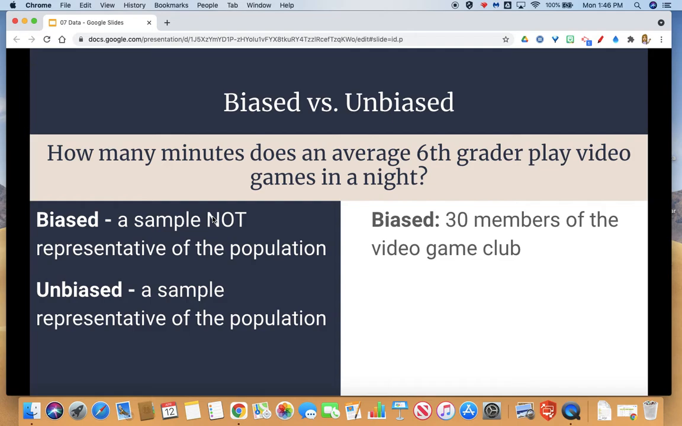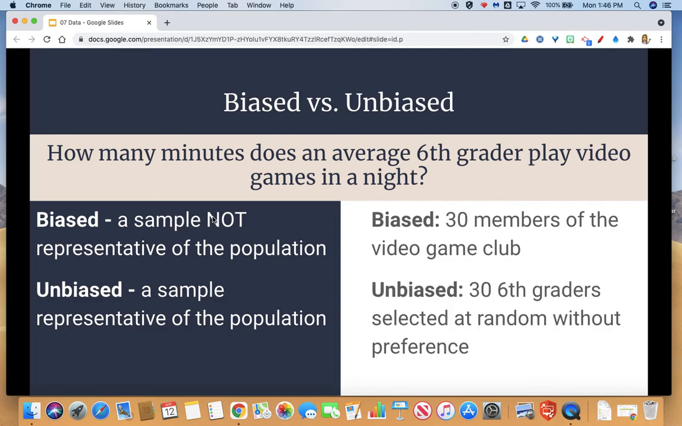A biased example would be if we asked this question to 30 members of the video game club. Why would that be biased? Well, our question is about how long you spend playing video games. Do you think members of a video game club might really enjoy video games and spend a lot of time? They probably would, so that would give us a biased sample. Unbiased would be if we randomly selected 30 sixth graders without preference. That would give us a better view at how many minutes just a typical sixth grader plays video games.